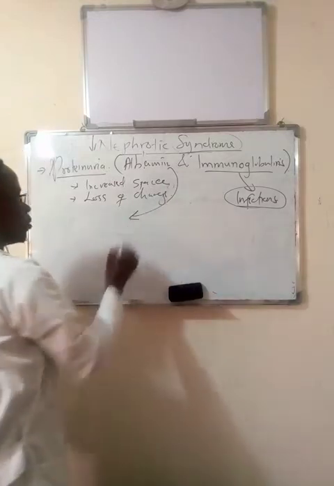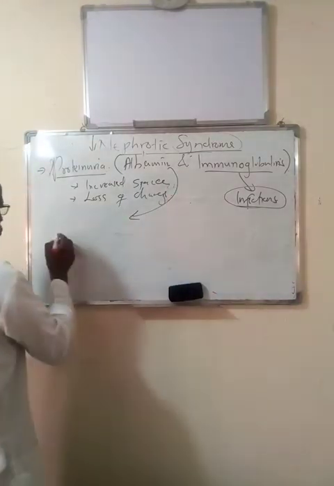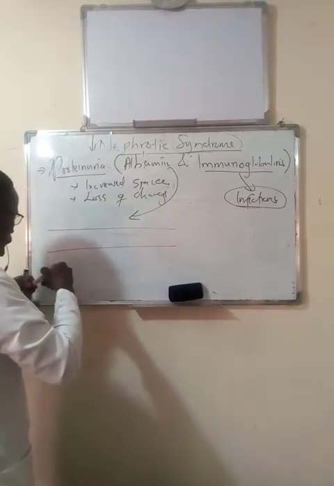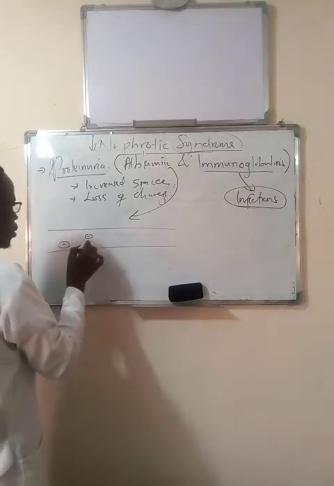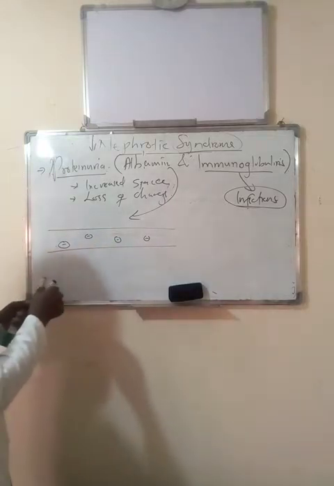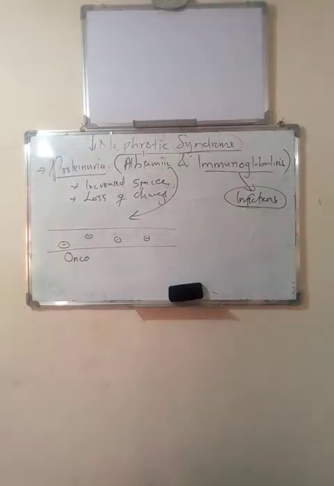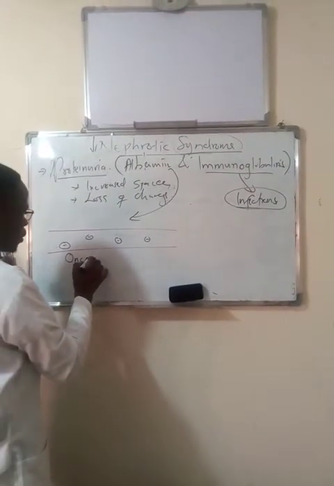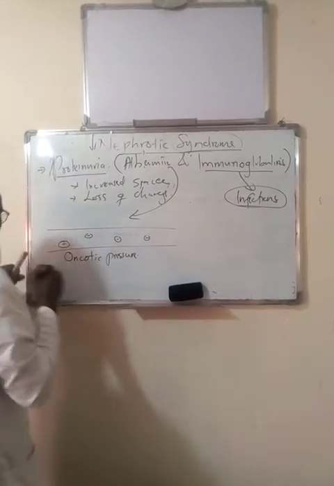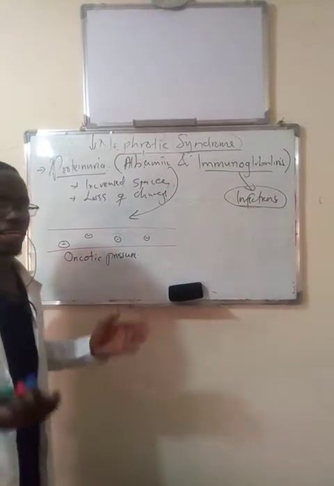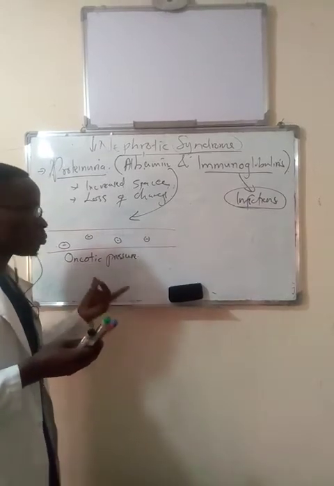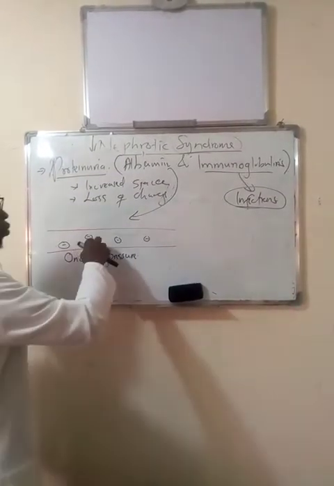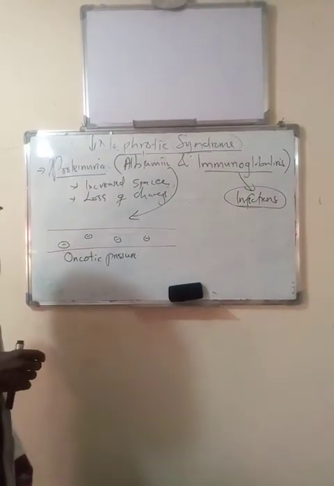Then let's get back to the albumin. If this is the intravascular space, we have this albumin. Albumin maintains what is called the intravascular oncotic pressure. Oncotic pressure is simply the pressure that holds fluids within the intravascular space. Once this oncotic pressure is lost or reduced, these fluids are going to start going out of the intravascular space.